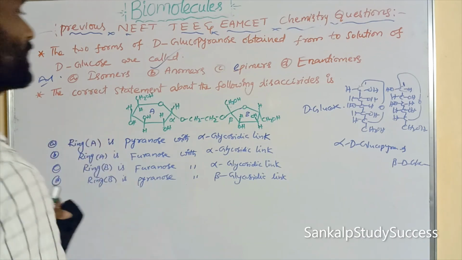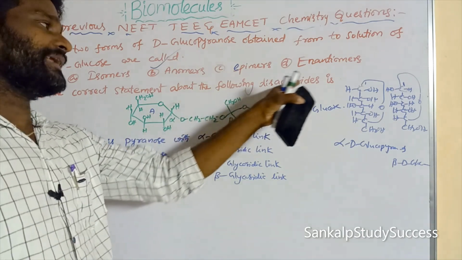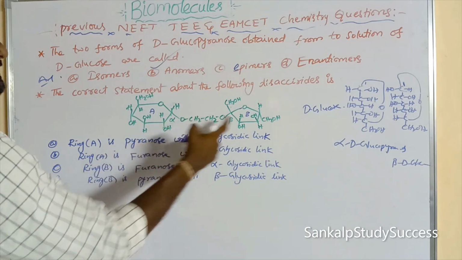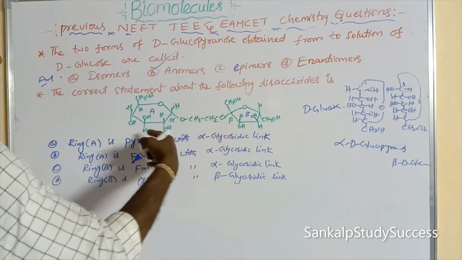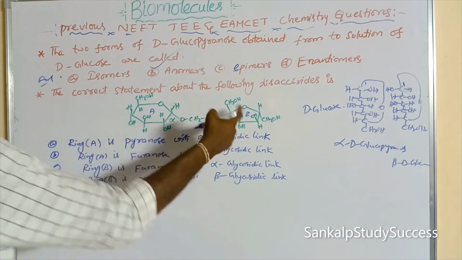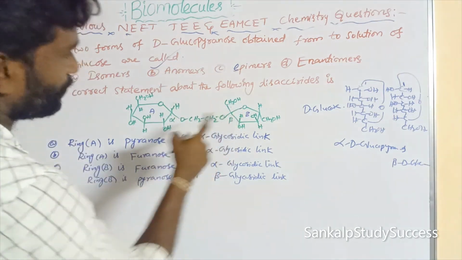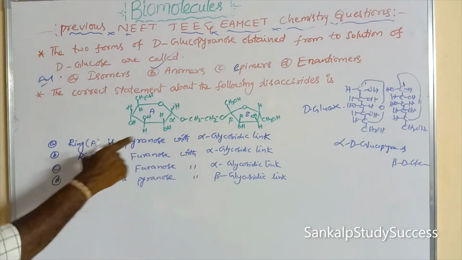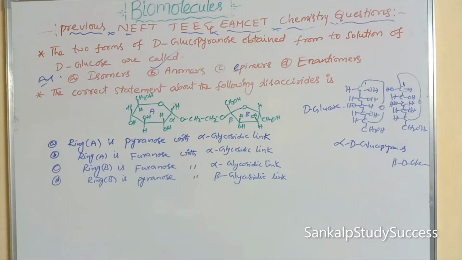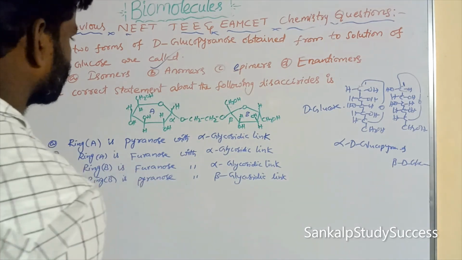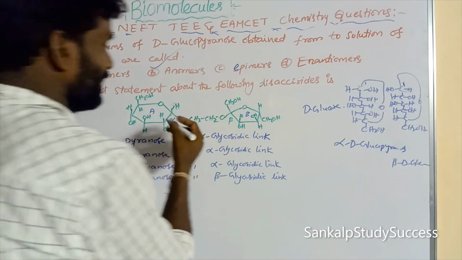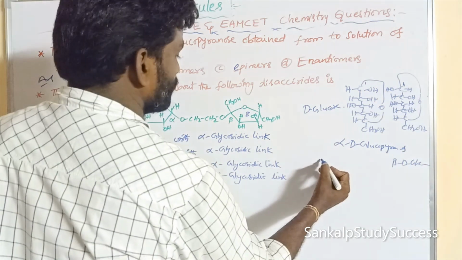The correct statement about the following disaccharides is... so these are the following disaccharides. This is the combination of two monosaccharide units, right? This is the one monosaccharide, and this is the combination of two monosaccharide units. This is the A unit, this is the B unit, right? So here answers are given. This is ring A, this is ring B. Ring A is the pyranose structure. Why? We know about pyranose.